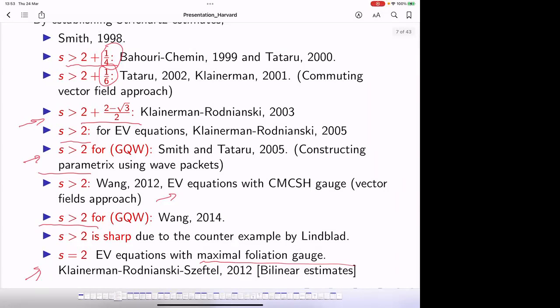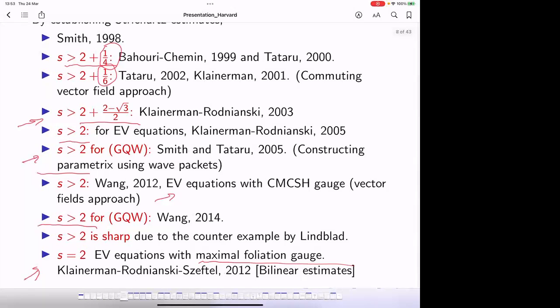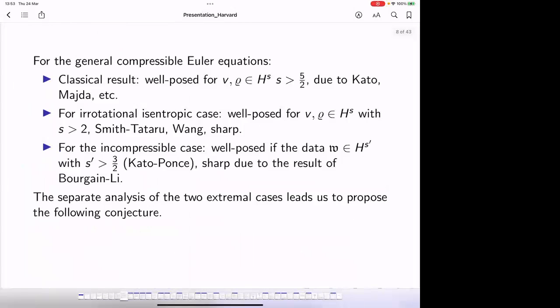But there's some subtlety, in particular in Maxwell-Klein-Gordon. I remember s equal to 3/2 is sort of unreachable. So there's some subtlety if you aim further lower. Anyway, that's a good question. Now I'm going to look at the general compressible Euler equation. So what do we know about it?